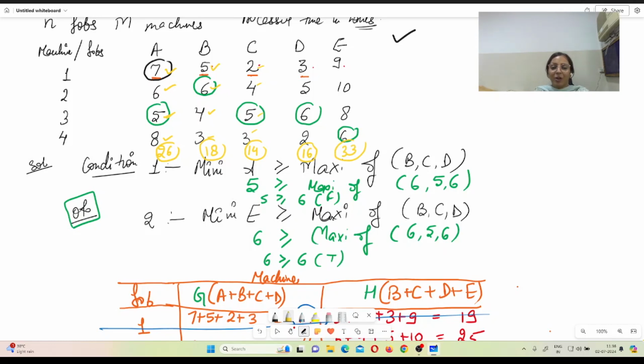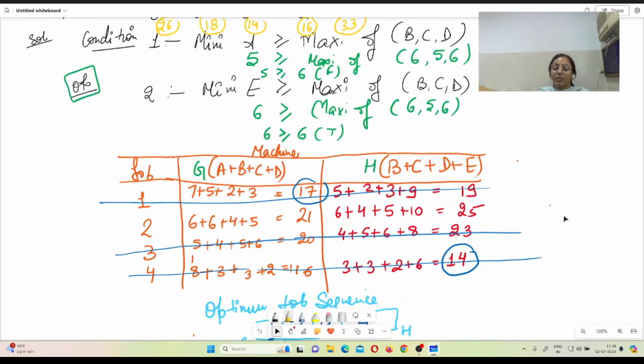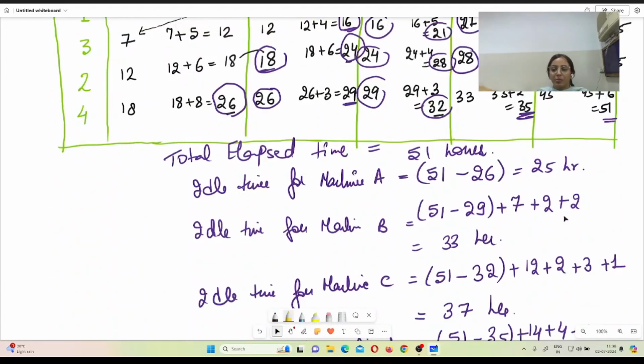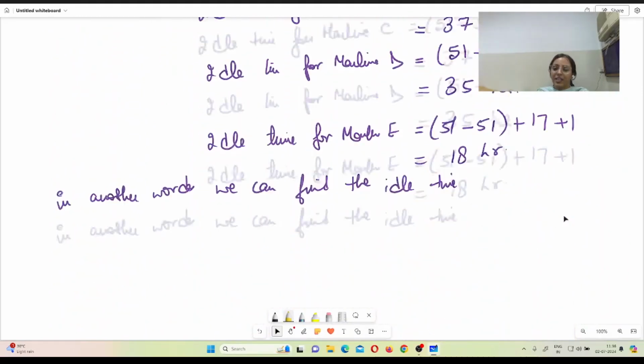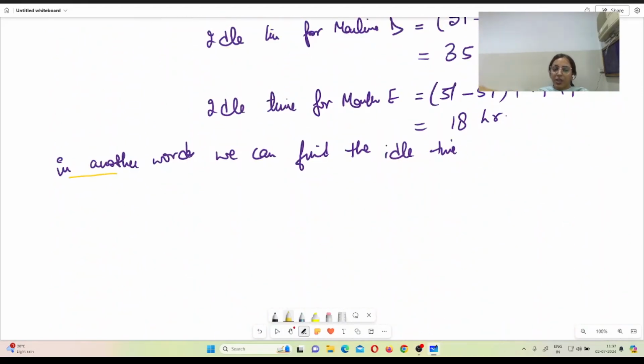So now remember this, the total processing time by the machines A, B, C, D, and E is 26, 18, 14, 16, and 33. I'm writing all these values in the last part so that you can check whether what we did up in the processing style gives the same result when we do it this way. So write it over here, total processing time by machine A.